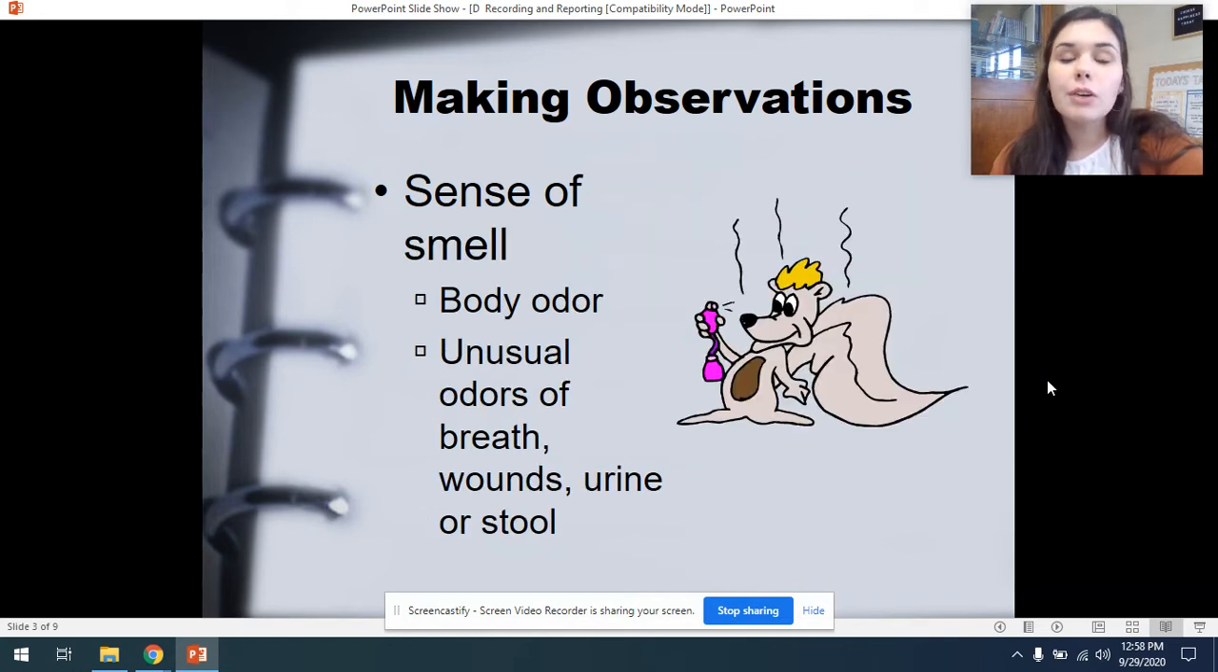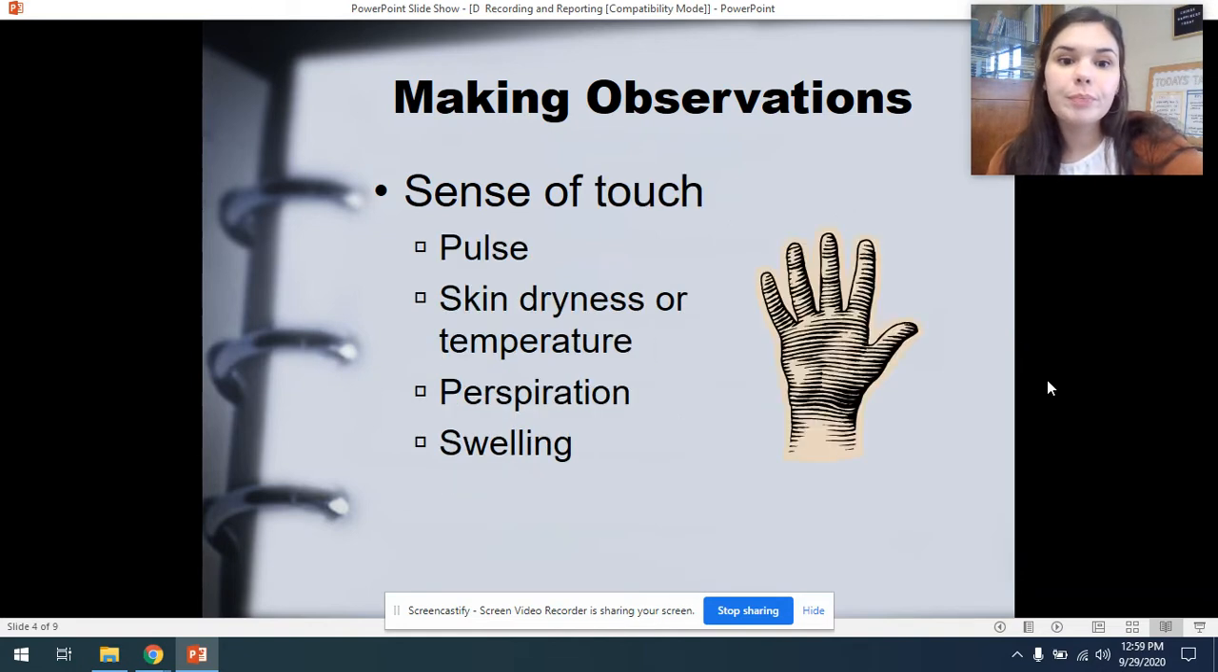Our sense of smell can be used to determine things like body odor, as well as sensing any unusual odors on a person's breath, any unusual odors coming from a wound, or unusual odors coming from urine or stool. A fun fact is actually if you smell a sweet smell coming off of someone's breath, like very overly sweet, that could actually be an indication of diabetes.